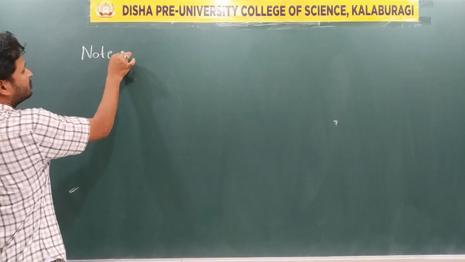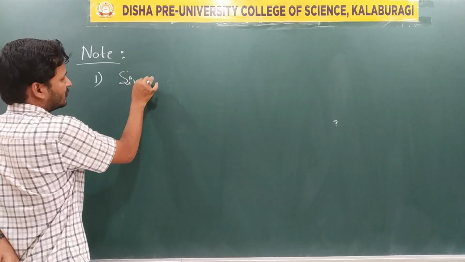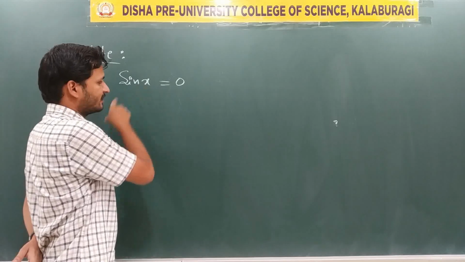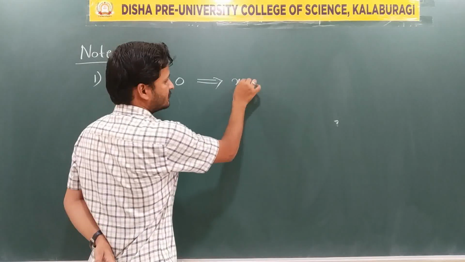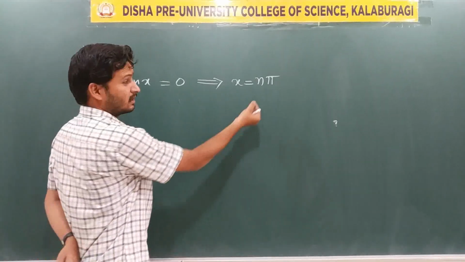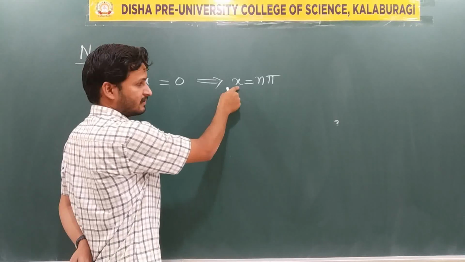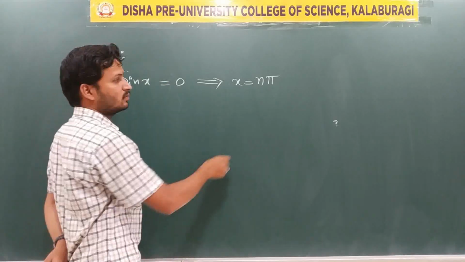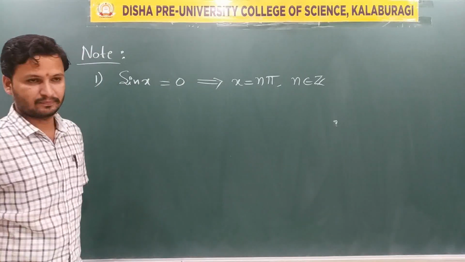Note 1: sin x is equal to 0. For what values of x is sin x equal to 0? It implies x is an integral multiple of pi, that is, pi multiplied with the integers. Here x is your angle. If the angle is an integral multiple of pi, then sin n pi is equal to 0, where n belongs to the set of integers.